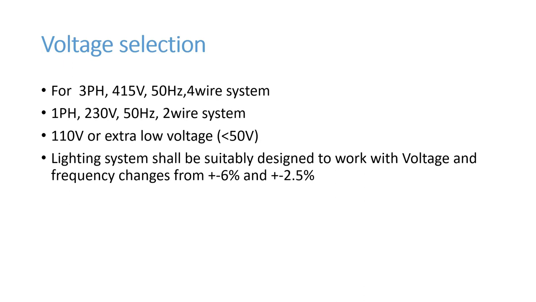Then voltage selection. Suppose you are selecting the lamp for a 3-phase or single phase system, or even a 110 volt or low voltage system. The selected lamp should work with the voltage variation in the plant or house and the frequency variation. As per the standard, the lamp should support a voltage variation of plus or minus 6% and a frequency variation of plus or minus 2.5%.